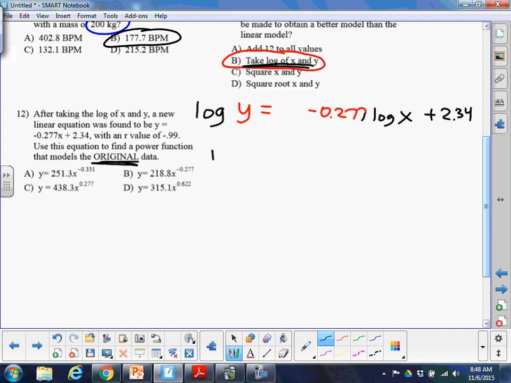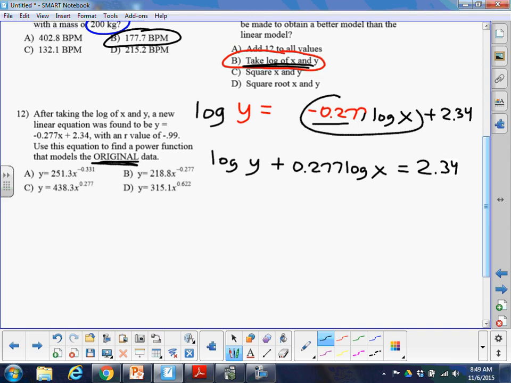So I'm going to add this to both sides. So it's going to be plus 0.277 log x. It's going to equal 2.34. Okay, so again, that was just adding this to the other side. Get the logs on the same side. Then we have a couple of log properties we can use.